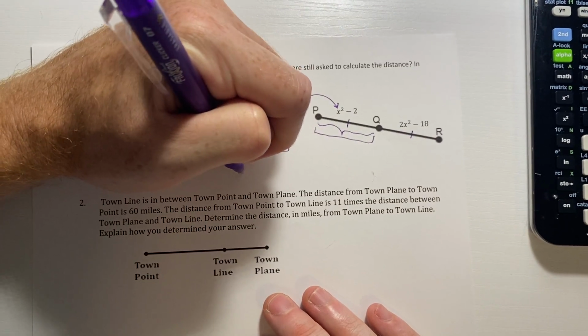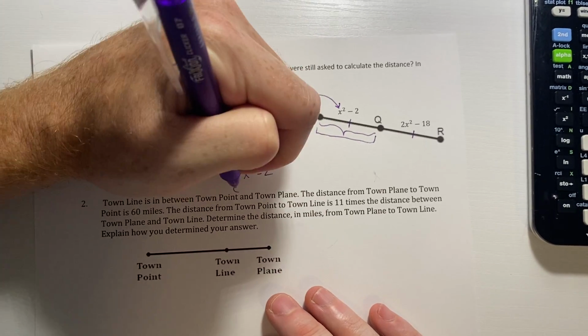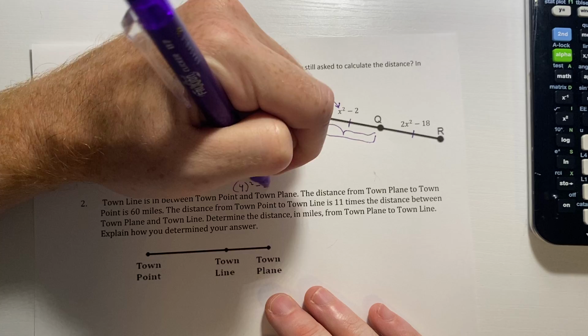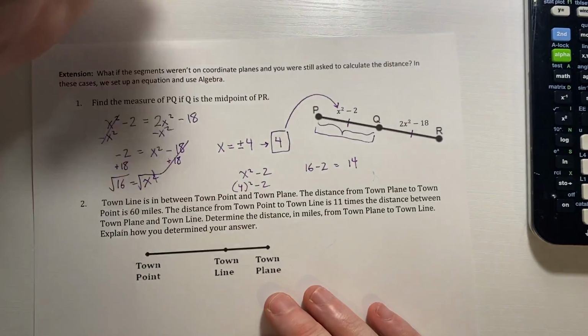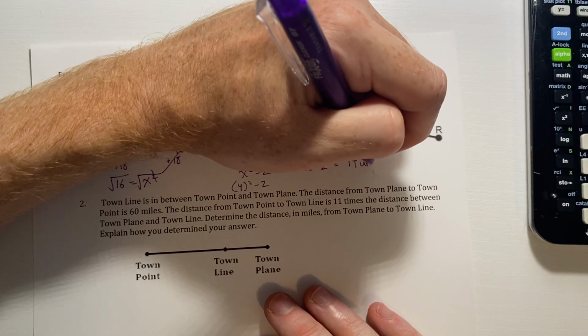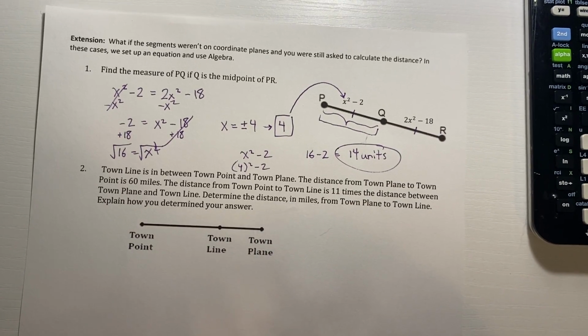All right, so we're taking x squared minus 2, and I'm going to plug in a 4. 4 squared is 16. 16 minus 2 is 14. It doesn't give me units, so I'm just going to write the word units. PQ is 14 units long.